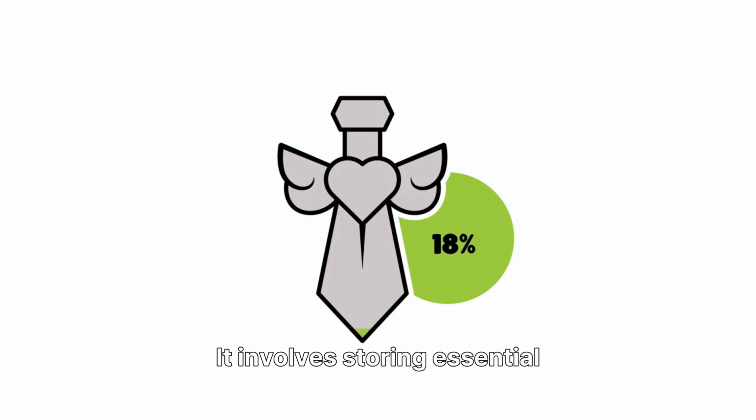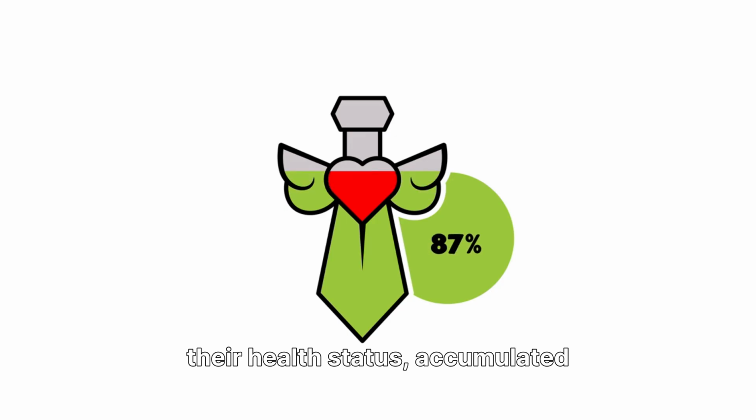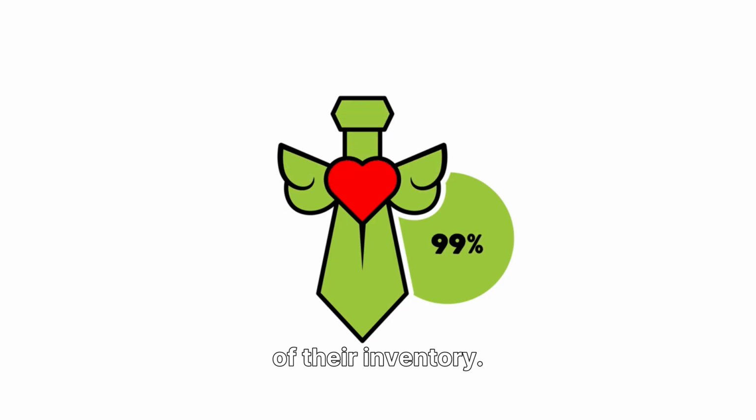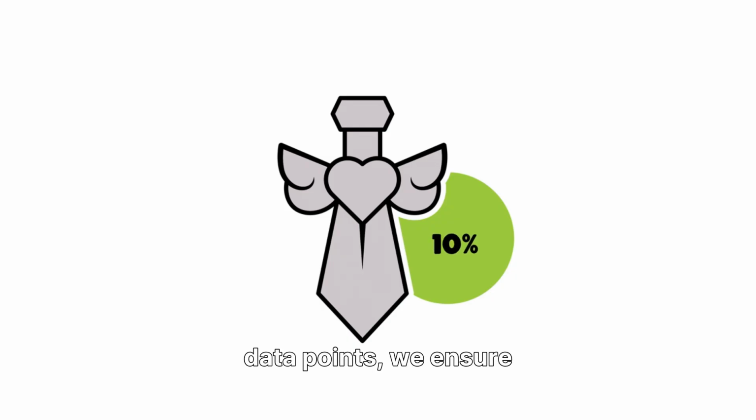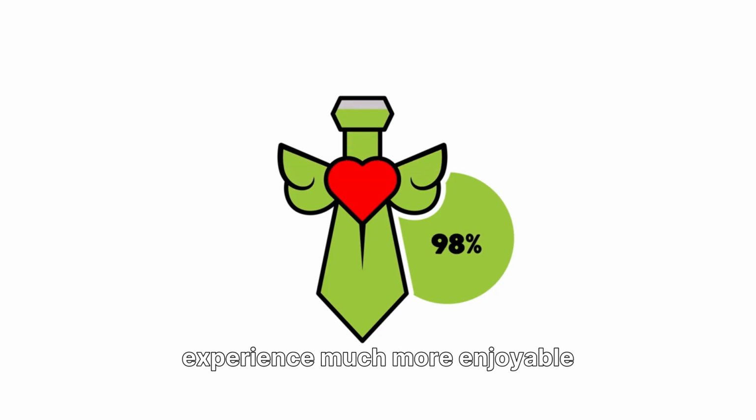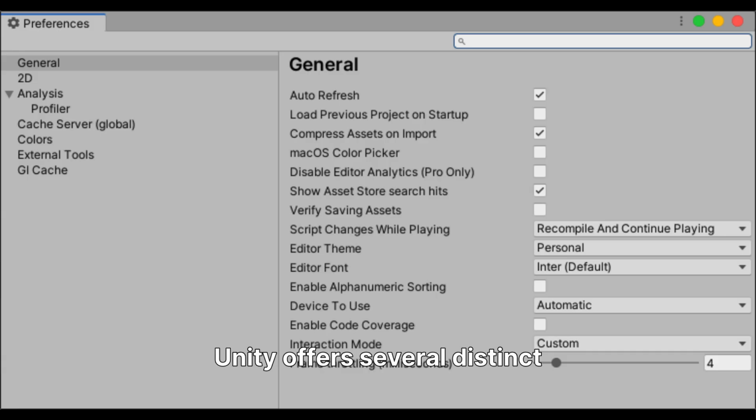This capability significantly enhances their overall gaming experience, preventing the frustration of losing progress and encouraging continued engagement. It involves storing essential game states such as the player's current position, their health status, accumulated score, and the contents of their inventory. By saving these critical data points, we ensure that players never have to restart from scratch every time they launch the game, making their experience much more enjoyable and seamless. Unity offers several distinct methods for achieving data persistence, each with its own specific use cases, advantages, and inherent limitations. Understanding these different approaches is key to choosing the most appropriate one for your game's needs.